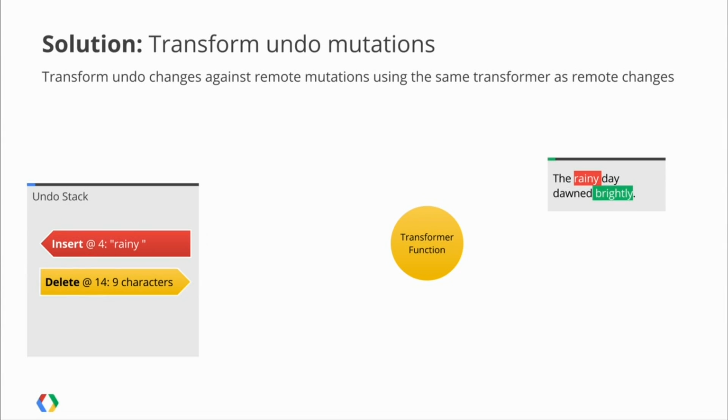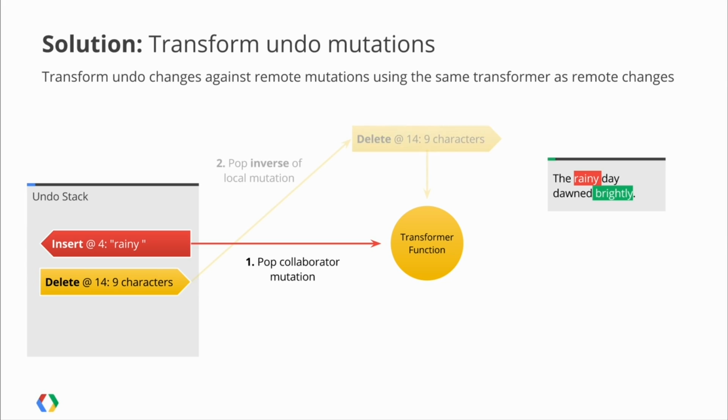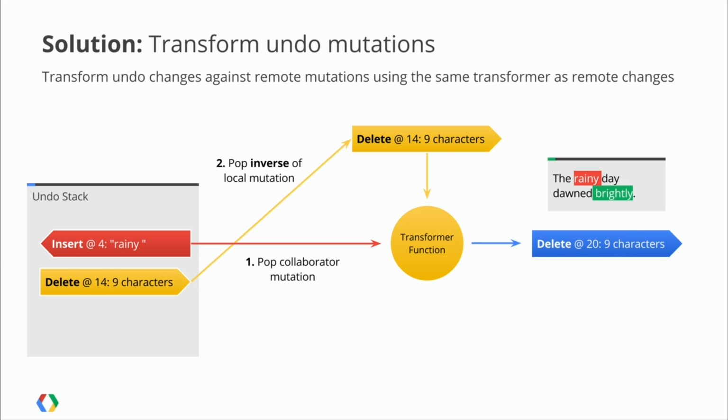Then when the user asks us to undo, we walk down the stack and pop off all the collaborator mutations until we find one that belongs to the local user. When that happens, we pull this local user's mutation off, and we transform it against all of the collaborator mutations that have happened since. In this case, the delete gets transformed against this insert mutation, from which we know we need to shift the delete over by 4 characters. So we get out this transformed mutation, which, when we apply it to the model, undoes exactly what the user did before.